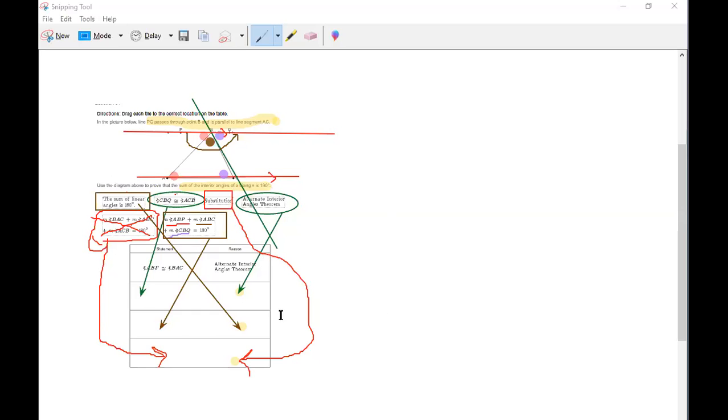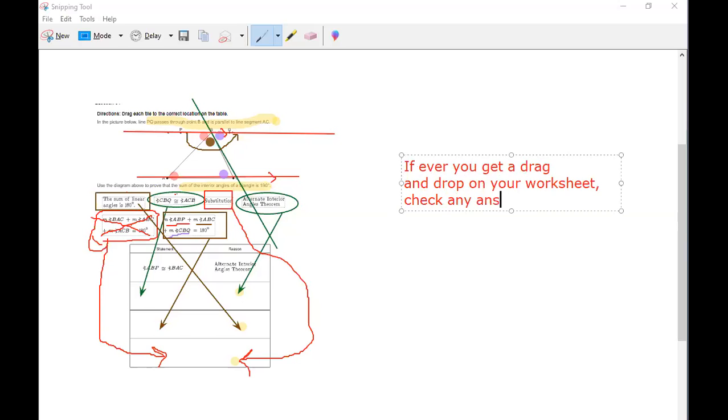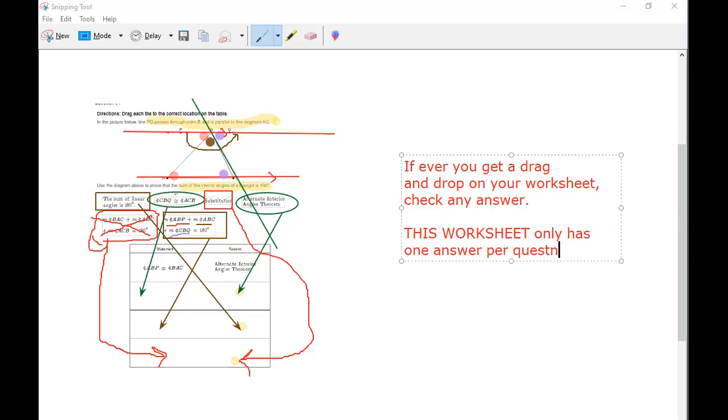So sometimes you will have a worksheet that shows something just like this, and it is a copy of a virtual worksheet. So if ever you get a drag and drop on your worksheet, check any answer. This worksheet is not like that. This worksheet only has one answer per question. But occasionally you're going to get a drag and drop image just like what you see on the screen, which is from a Study Island worksheet, and all answers are going to be correct. Not on this one, but I did want you to be prepared having seen something like this before you jumped into that ribbon, all right?